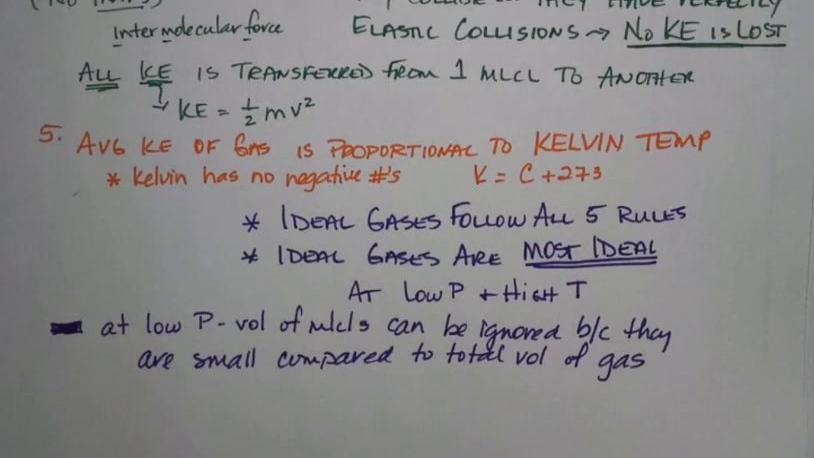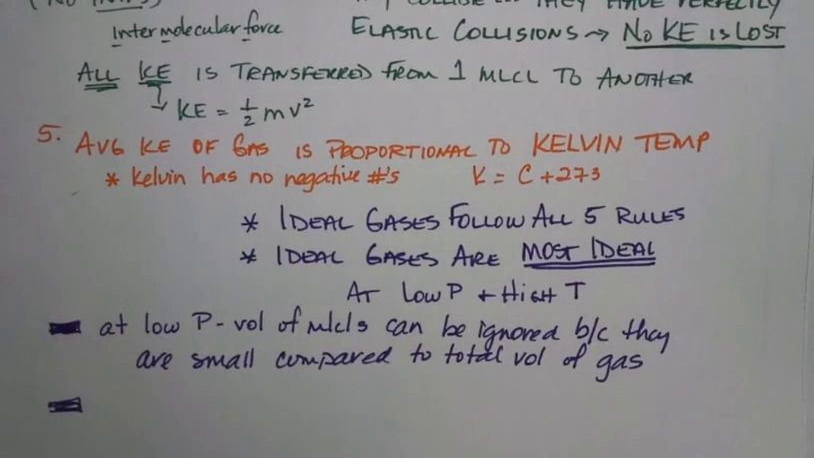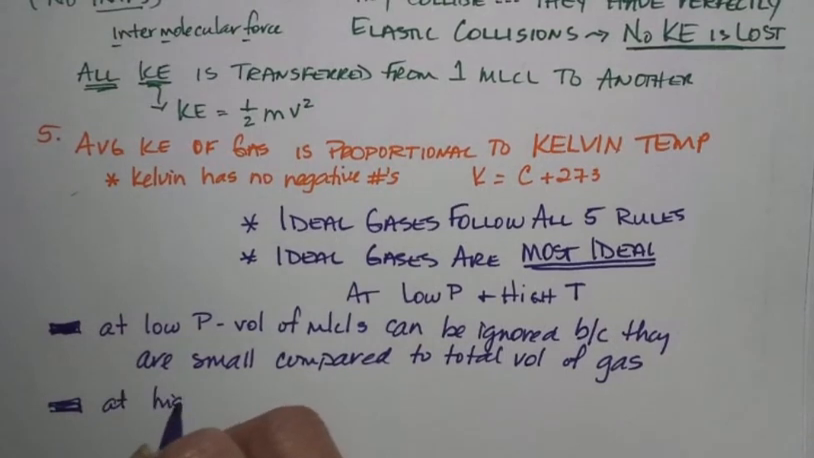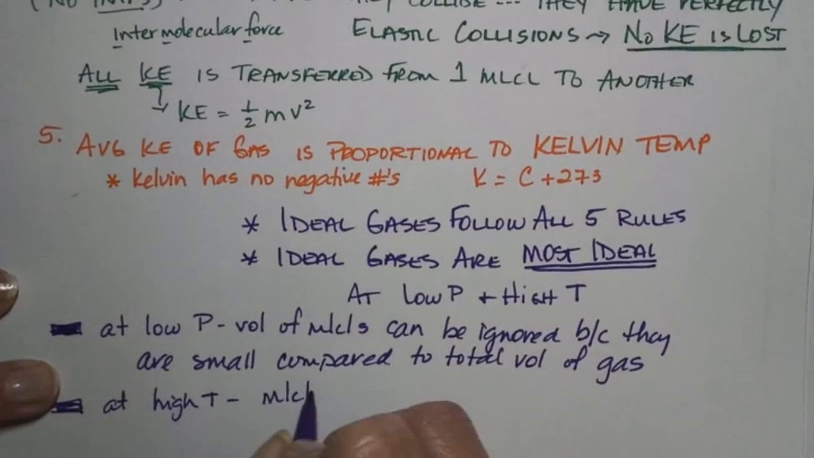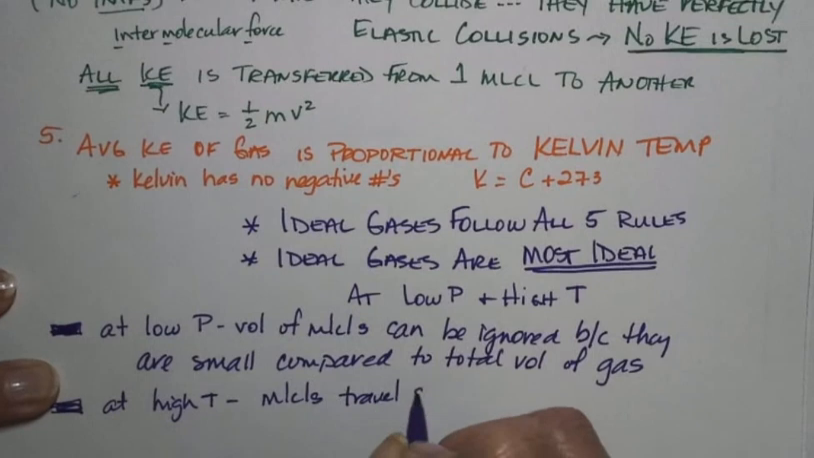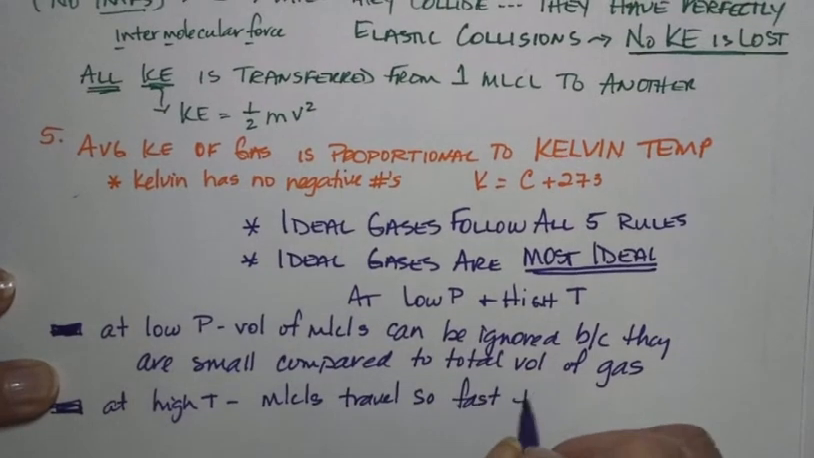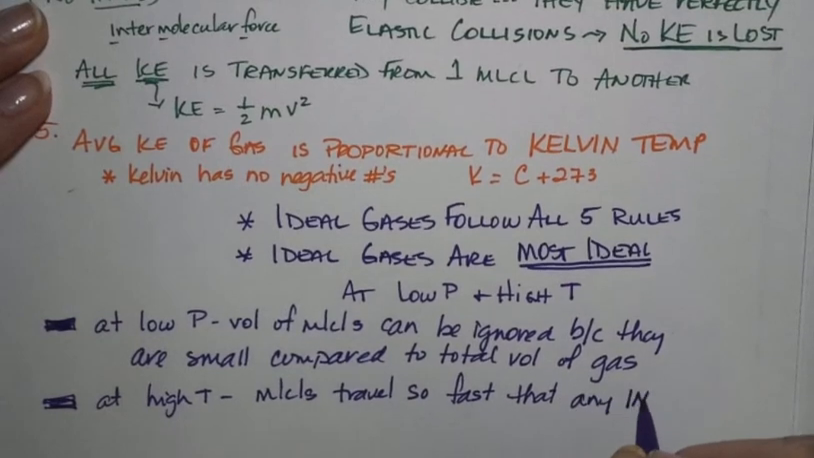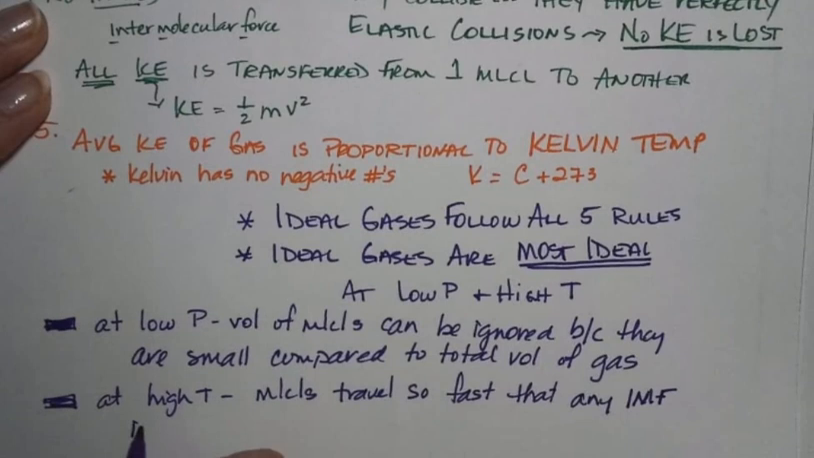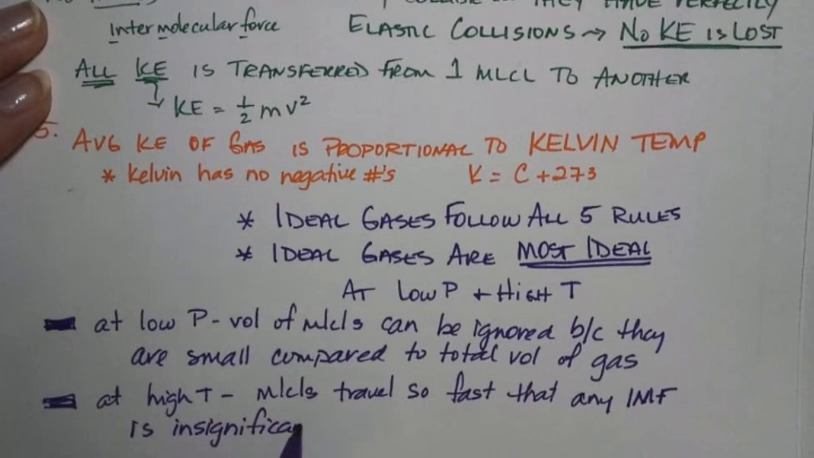And then why is it at high temperature? At high temperatures the molecules are traveling so fast that if there were any IMFs, they are insignificant. Okay, that's why low pressure and high temperature.